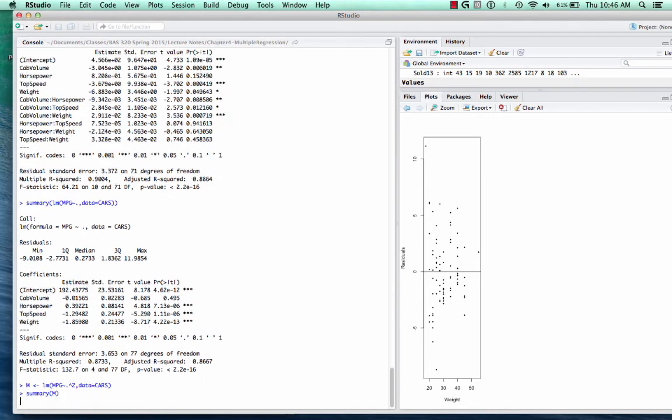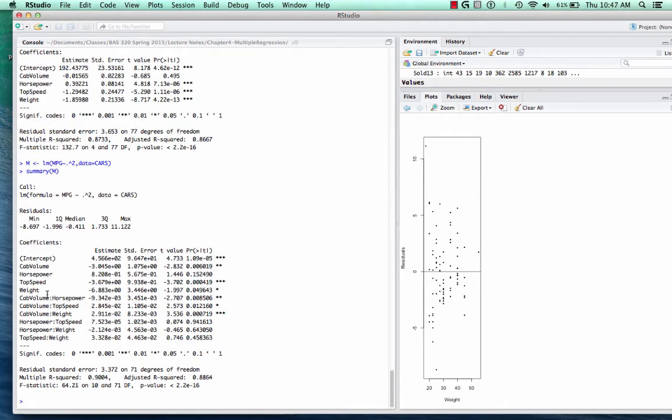So I'm just going to look quickly at the summary, and we can see immediately, actually, that some of these interactions look to be important. Noticeably, the interactions that involve cab volume, the size of the car, are all highly statistically significant. So that implies that, you know what, my model probably stands to improve a little bit if I incorporate some of these interactions in there.